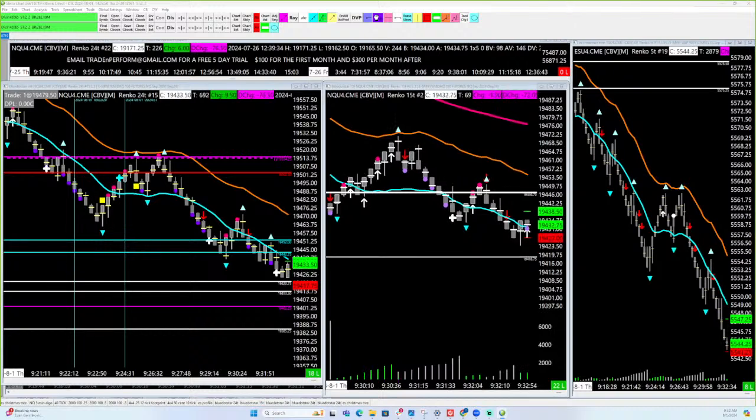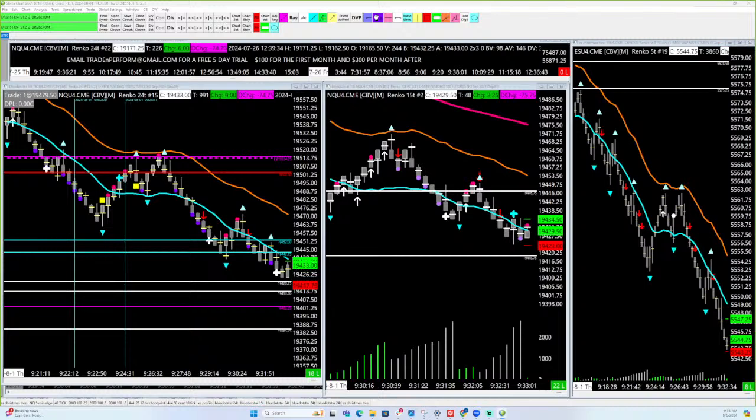Long 33. I'm not waiting for the arrow. And I may get stopped again.